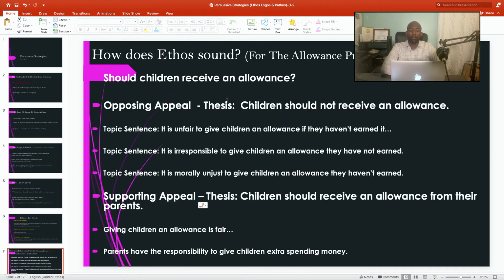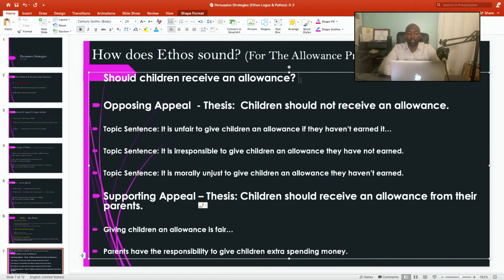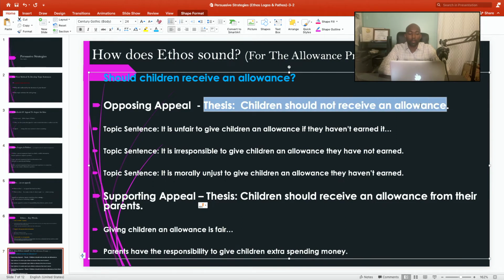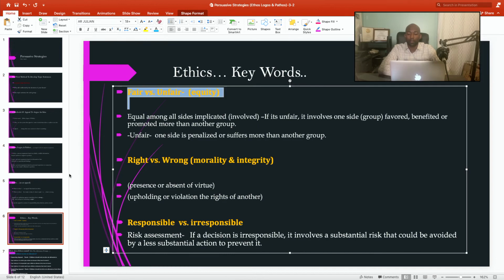Now, let's take a look at how they would look if you were writing it for the allowance prompt, right? This is the allowance prompt that I usually often open persuasive essays with when teaching it to students. We ask the question, should children receive an allowance? Okay, so if we got an opposing thesis that says children should not receive an allowance, well, let's consider topic sentences that support that. It is unfair to give children allowance if they haven't earned it. Okay, so that one is focusing on the fair versus unfair tenets of ethics.